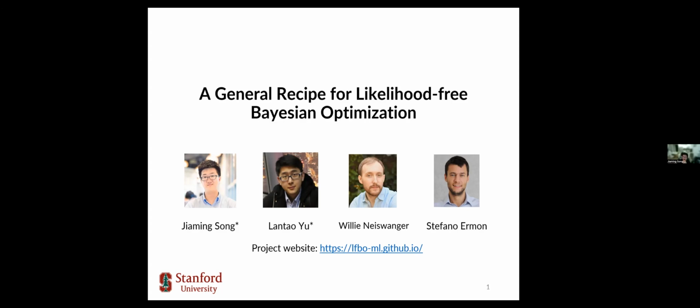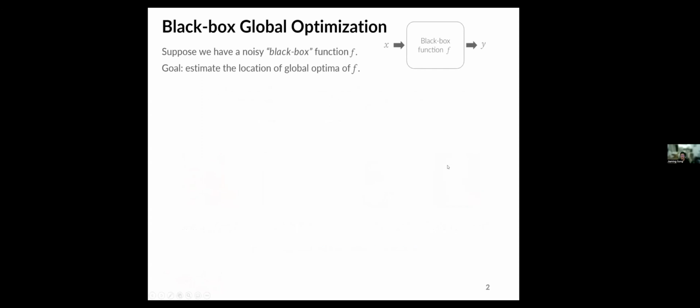So let me begin. Today's talk is about a general recipe for likelihood-free Bayesian optimization, but we will go through that, and you can decide whether that's Bayesian enough for us to call it Bayesian optimization. This is work with me, Lantao Yu, Willie, and Stefano. So again, we care about the task of doing black box global optimization. As you may have known, the setting is that we have a potentially noisy black box function. Let's call it f. And our goal is to estimate the location of the global maxima of f.